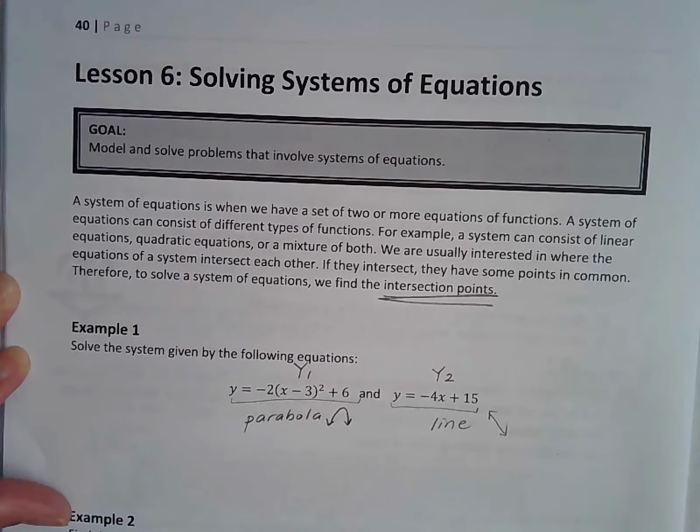Page 40? Yeah. Are you on 40? I think you did that already, right? Yeah.